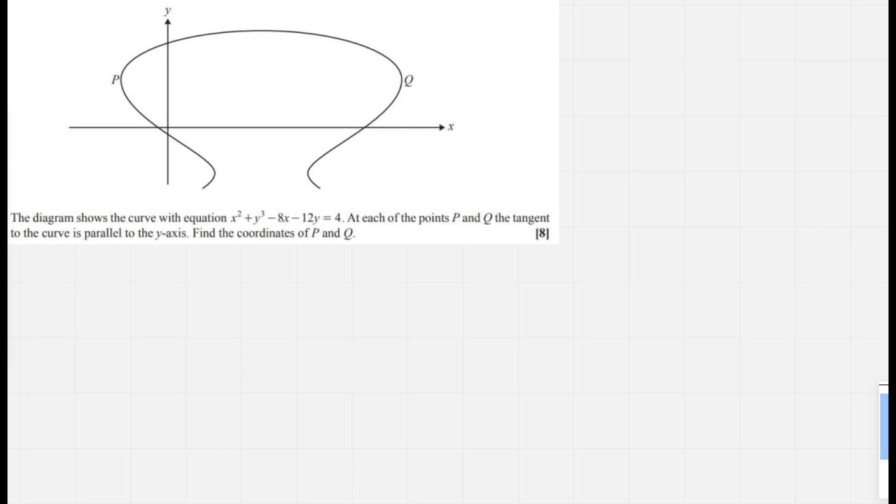In other words, if I was to talk about dx/dy, this line has a gradient of 0 in that sort of direction. So to find these coordinates, I need to say dx/dy is equal to 0. So that's what I'm going to do. But to do that, I need to find dx/dy.